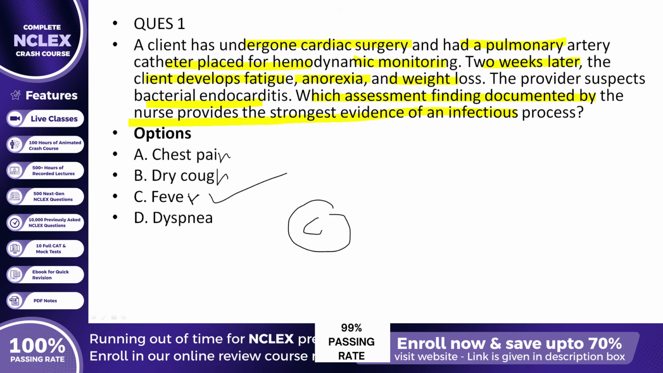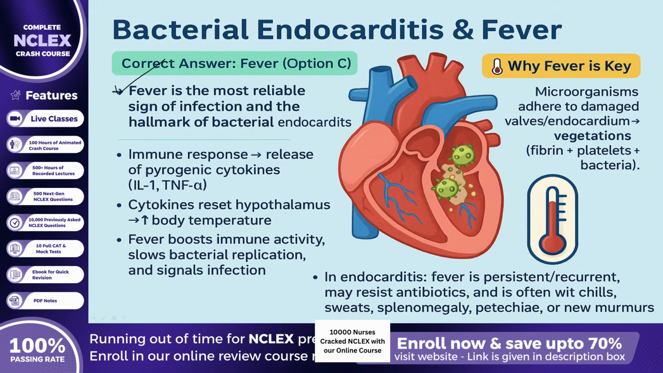Fever is the most reliable and clinically significant indicator of bacterial endocarditis, as well as systemic infection. In this condition, microorganisms adhere to damaged endocardial surfaces or prosthetic valves, leading to the formation of vegetations made up of fibrin, platelets, and bacterial colonies. The immune system responds to these pathogens by releasing pyrogenic cytokines, such as interleukin-1 and tumor necrosis factor alpha, from activated white blood cells. These cytokines act on the hypothalamus, resetting the thermoregulatory center and producing fever. This rise in body temperature enhances immune activity, slows microbial replication, and serves as a clear signal of infection.